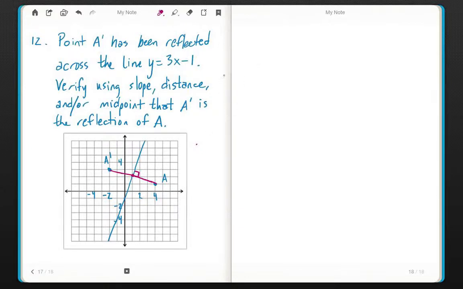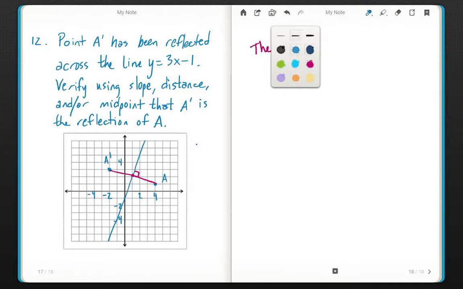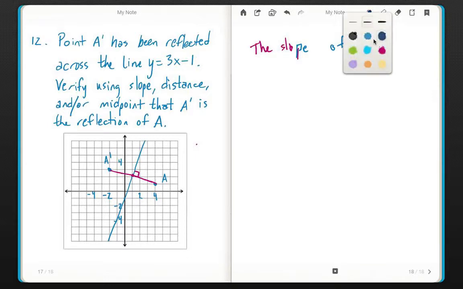So first off, let's prove that it's perpendicular, that is a right angle. To do that, we are already given the equation of the line. We know that the slope of the original line, y equals 3x minus 1, is simply 3. And we know that because it's a linear equation, and the coefficient in front of x is the slope. Okay, so know that the slope of the line is 3.